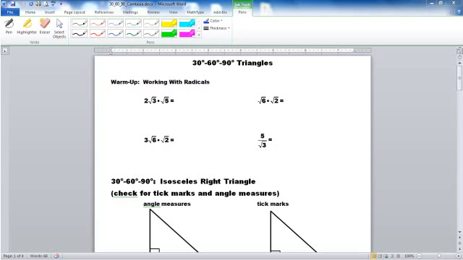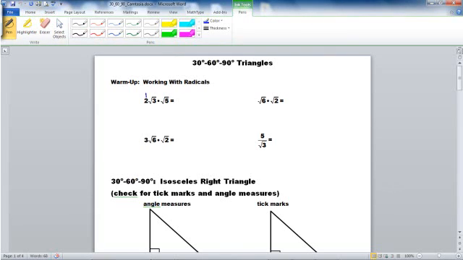Today we're going to talk about the 30, 60, 90 right triangles and their side lengths. Now if you've already watched the 45, 45, 90, it kind of works similarly to that one. So before we get to that, just like the other one, we're going to do a little warm-up with radicals.